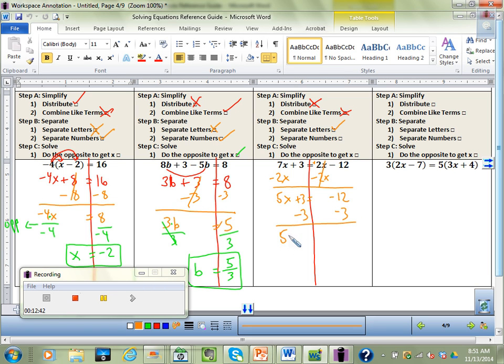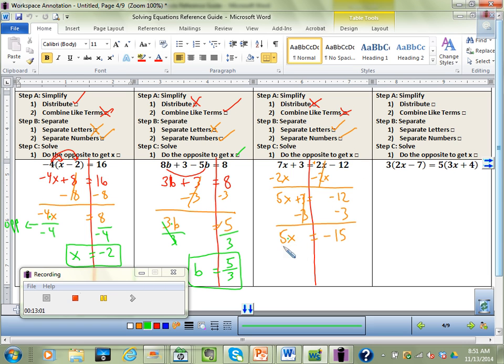That leaves me with 5x. 3 minus 3 is 0. I owe 12. I owe 3. That means I owe 15. Okay? I've separated numbers to the other side. But I know what 5x's are. I want to know what 1x is.